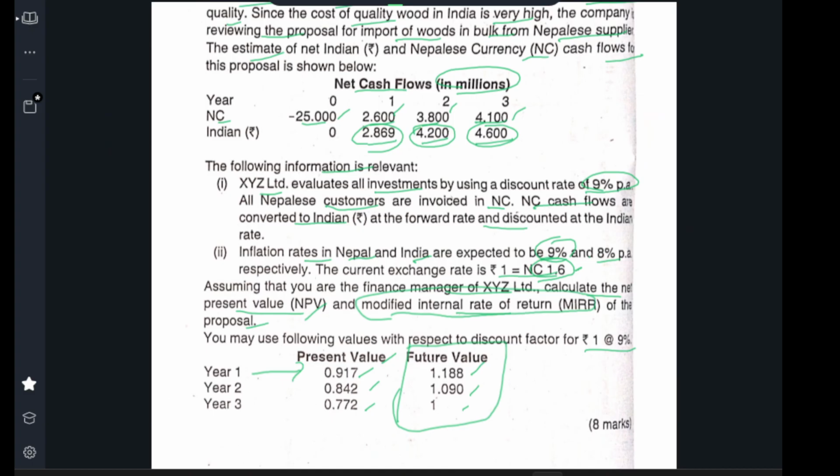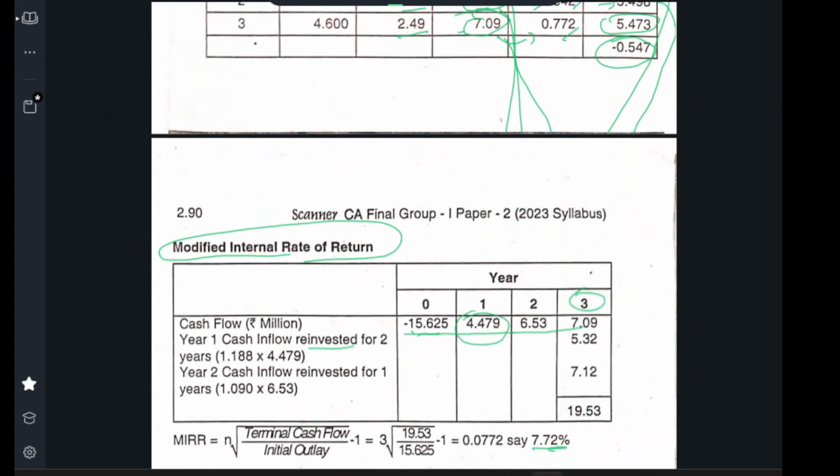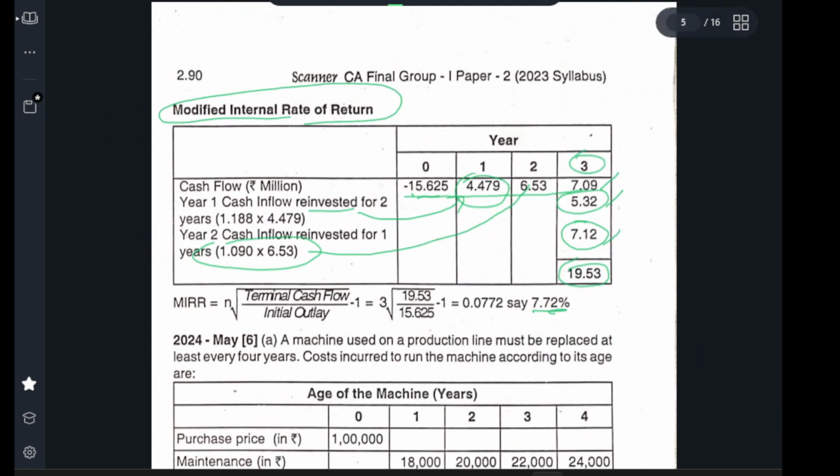The future value factors are 1.18 for the first year, 1.09 for the second year, and 1 for the third year. So 4.49 into 1.18, then 6.63 into 1.09, and the third year is 7.9. Adding gives 7.9 plus 5.2 plus 7.3, which is 19.53. Over 3 years, 19.53 divided by the initial outlay 15.62, minus 1, gives 0.772, times 100, which is 7.73%.